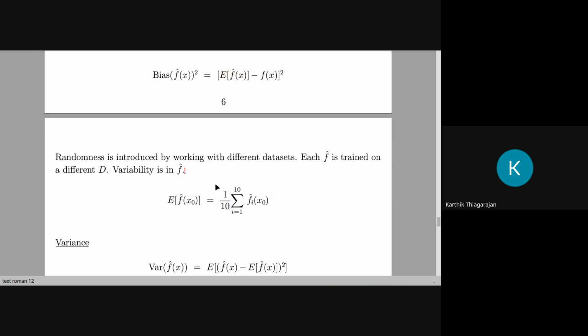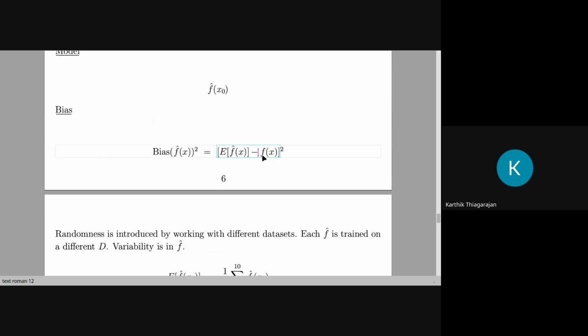Bias is nothing but how far this is away from the true value f of x. F of x is the true value, right? So this is the actual relationship. How far is your model from it on an average? That's why the E comes, on an average. If you take multiple data sets and learn multiple models, there will be something called an average model performance. How is that compared to f of x, the actual model? So that is the bias.